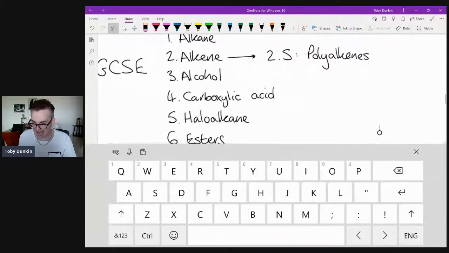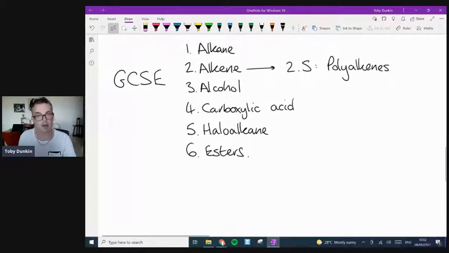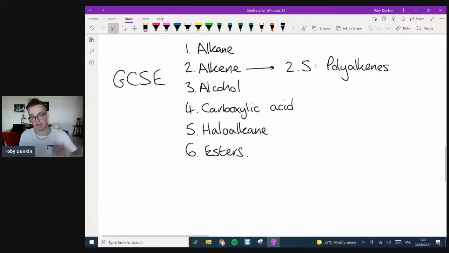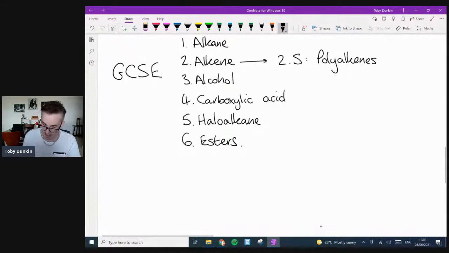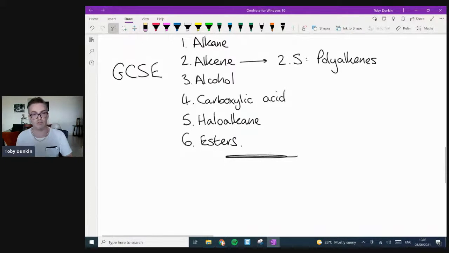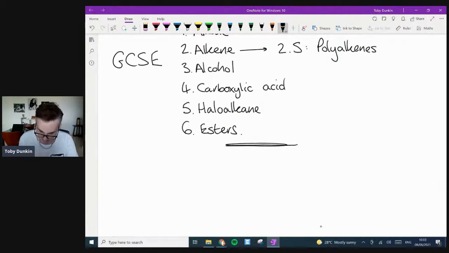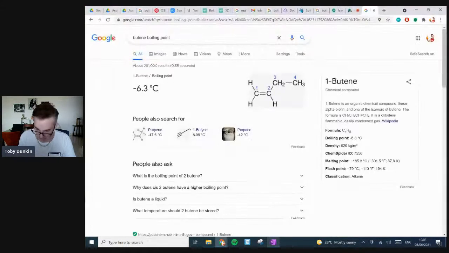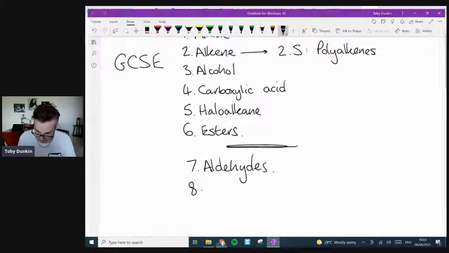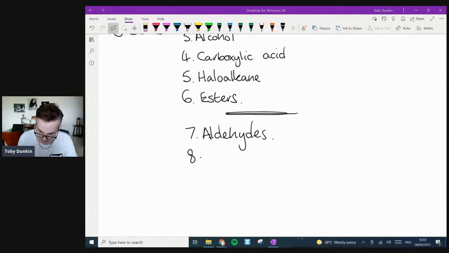Now this brings us to the end of GCSE, I believe. Alcohols, carboxylic acids, esters. Yeah, that brings us to the end of GCSE. However, I am going to extend this and give you the rest of them for A level. So number 7 is aldehydes. You do not need to know these if you're not considering doing A-level chemistry. Don't worry about it. Yeah, aldehydes. Ketones.